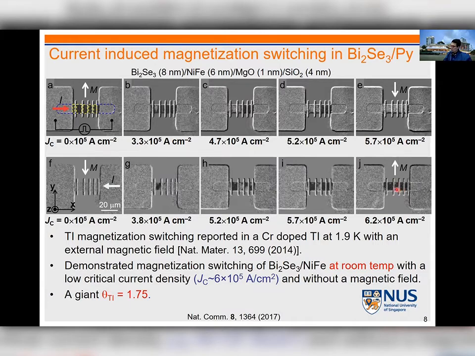The switching current density is about 6 times 10 to the 5 amperes per square centimeter, which is 1 to 2 orders smaller than conventional heavy metal, without a magnetic field because we are dealing with the in-plane magnet. And we were able to deduce a quite giant effective spin Hall angle of 1.75 in this case. So you can see this kind of fancy topological material can be utilized as a current source at room temperature to switch a 3D ferromagnet.